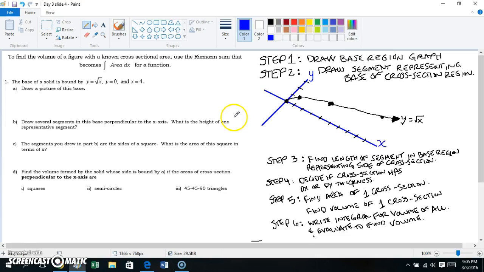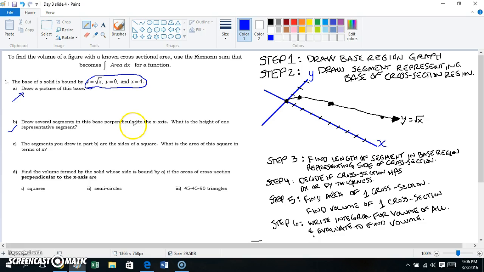In the next example, we're taking a look at finding the volume of a solid whose base is bounded by y equals the square root of x, y equals 0, and x equals 4. So the first step is to draw a picture of the base. I have that picture over here to the right with the square root of x drawn.